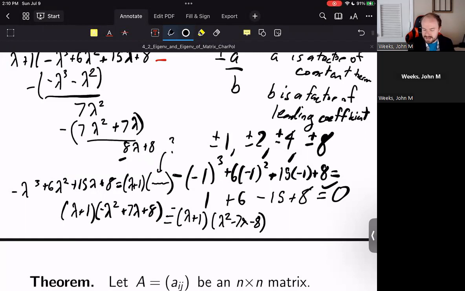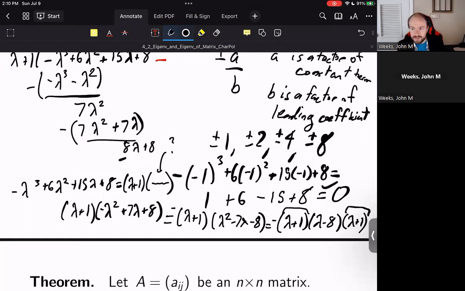So then I can write this as negative lambda plus 1 times lambda minus 8 times another factor of lambda plus 1. Notice that I got the same value twice for this characteristic polynomial, the same eigenvalue of lambda equals -1. This would mean, by the way, that we would say that -1 is an eigenvalue of multiplicity 2. Let me spell that out. So -1 has multiplicity 2, and that's because it is a factor of this particular characteristic equation twice.